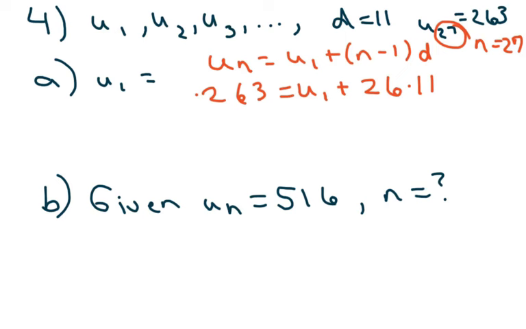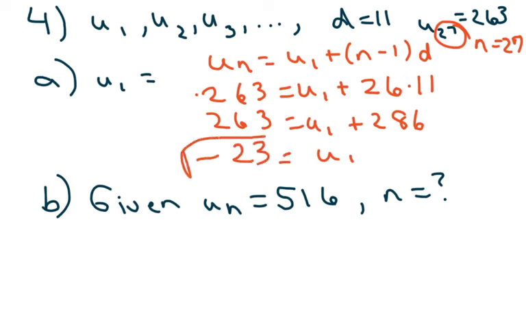So basically you get 263 equals u_1 plus 286. Subtract 286 from both sides, and you get negative 23, I believe.